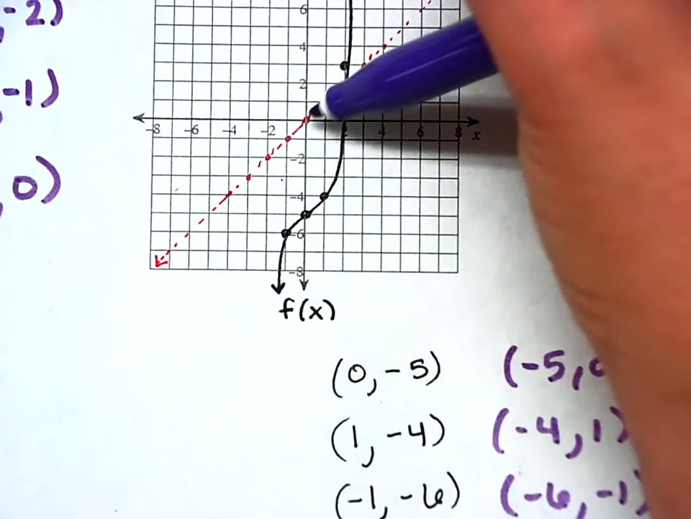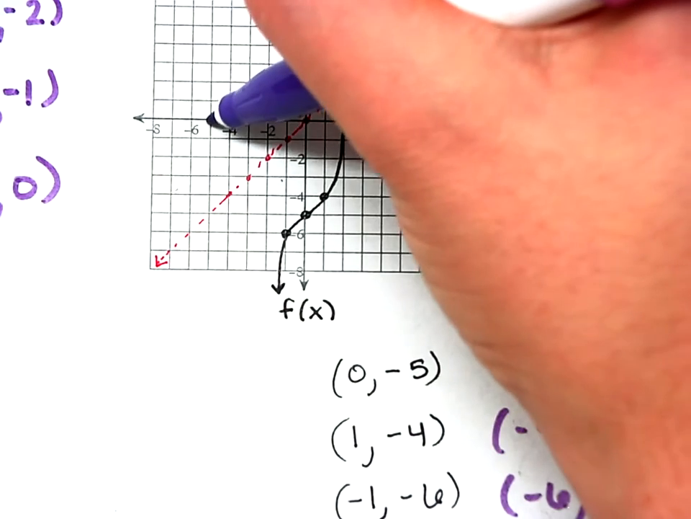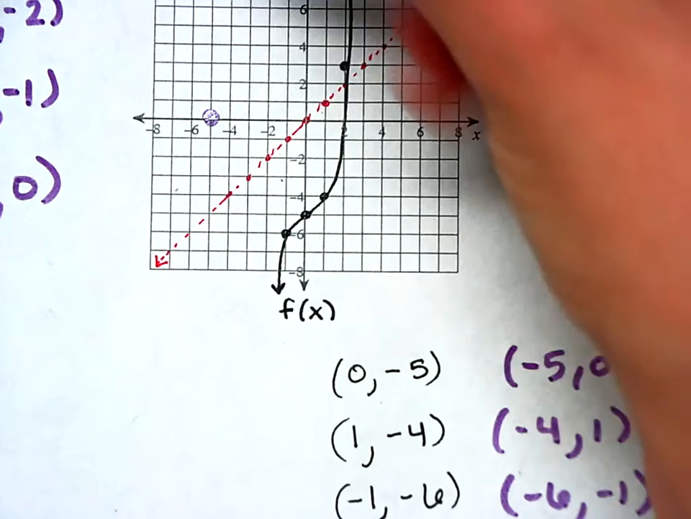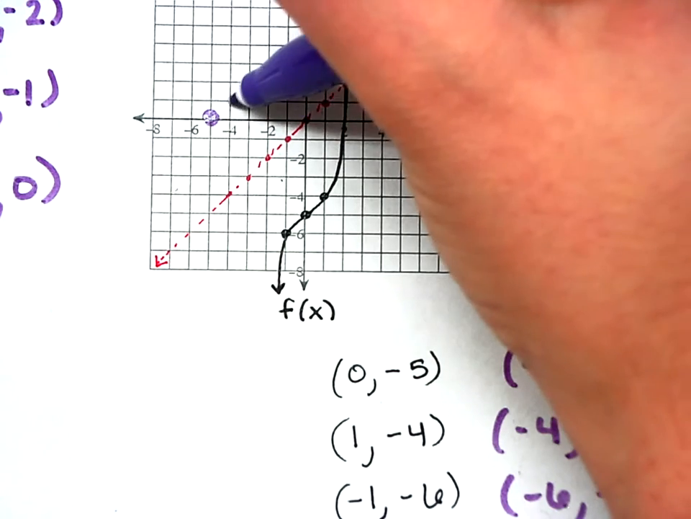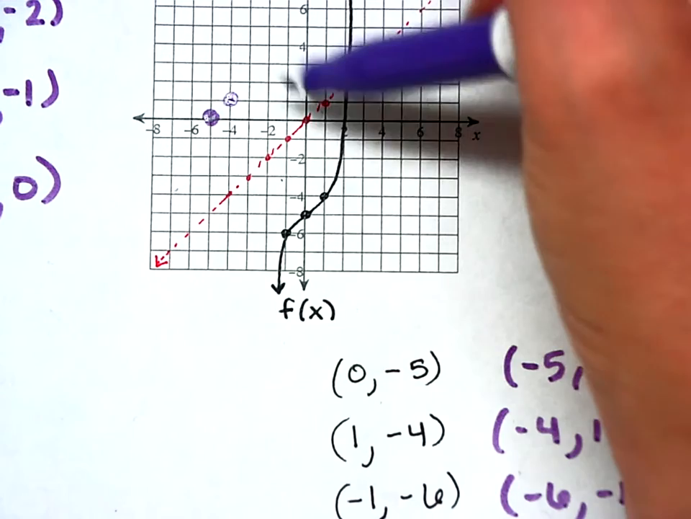All right, so I have -5, 0, -4, 1, and I have -6, -1.